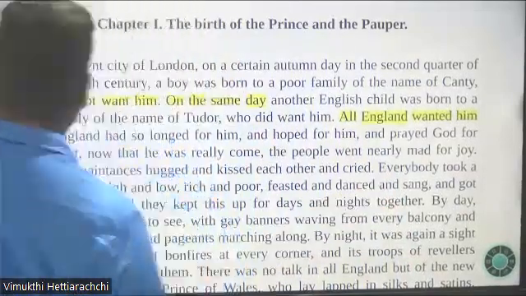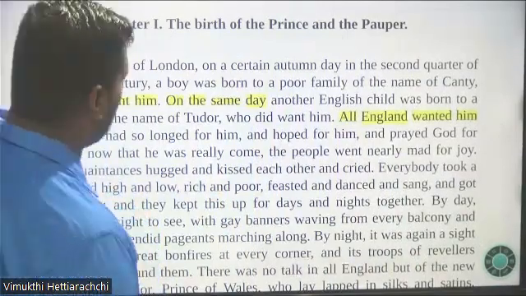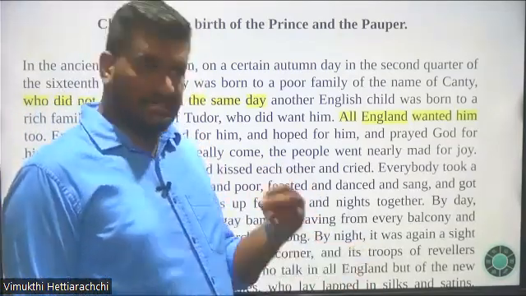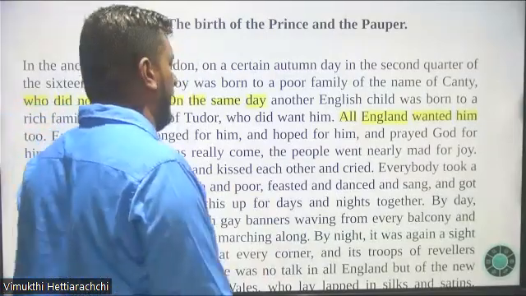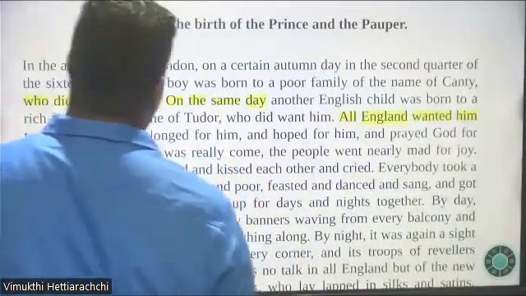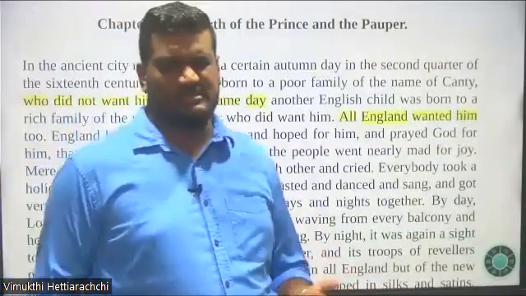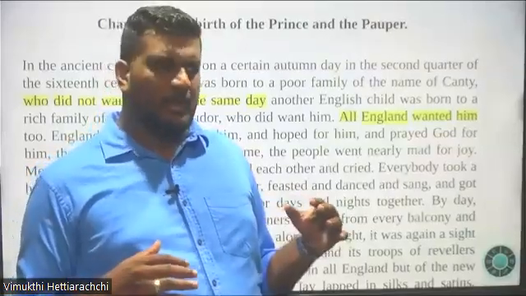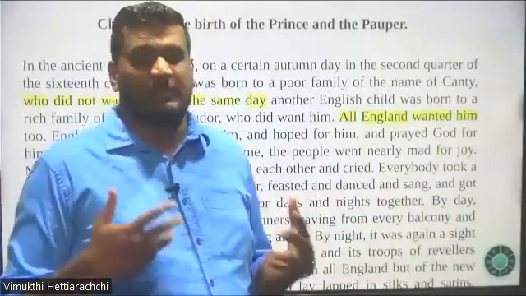That is important, right? England had so longed for him and hoped for him and prayed God for him that now that he was really come, the people went nearly mad for joy. Not only the royal family, but also the entire England, all the citizens who lived in England. Mere acquaintances hugged and kissed each other and cried. Mere acquaintances means even the laborers, the people who belong to the lowest social class. They were happy with the birth of Edward Tudor.